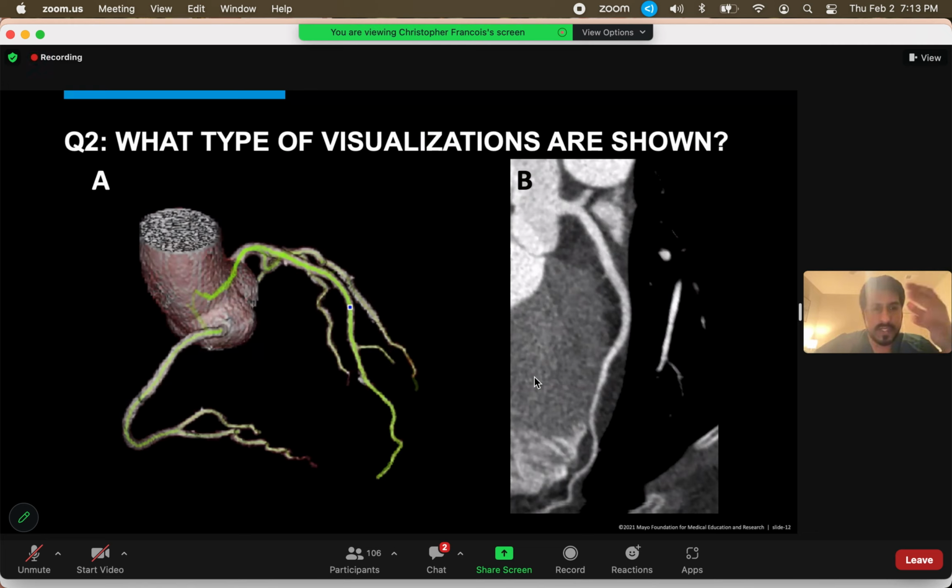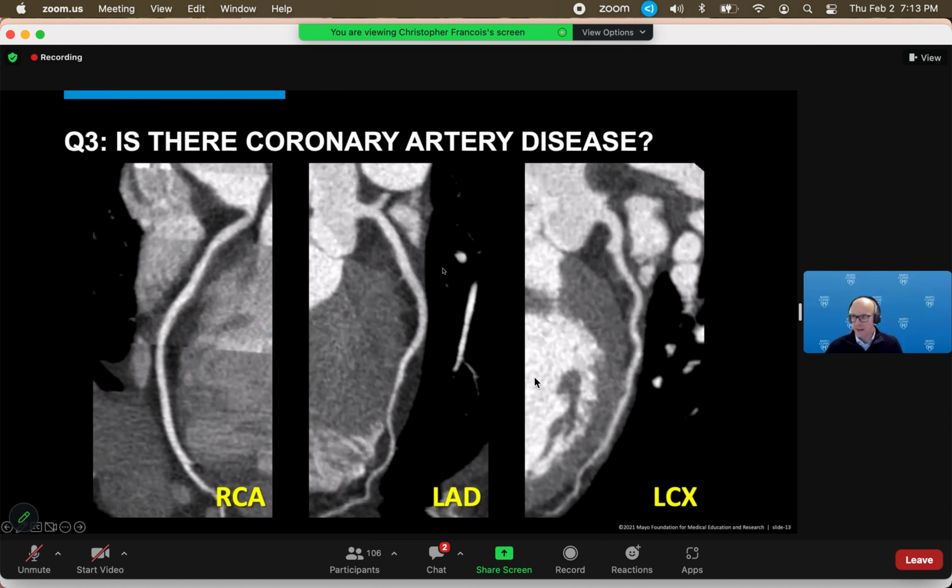B is like curved planar. Exactly. So on the left we have this volume or surface shaded rendering. It looks fairly realistic. You have some three-dimensionality to it, and then on the right, this is the left anterior descending coronary artery that we stretched out along its length, and this is what we would call a curved planar reformatted image.